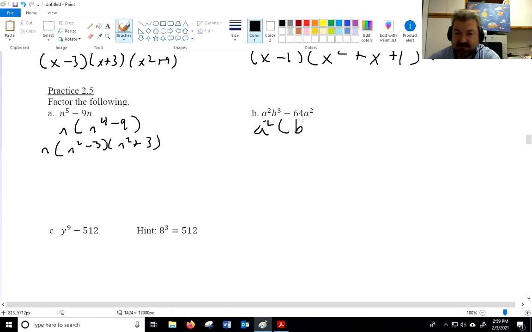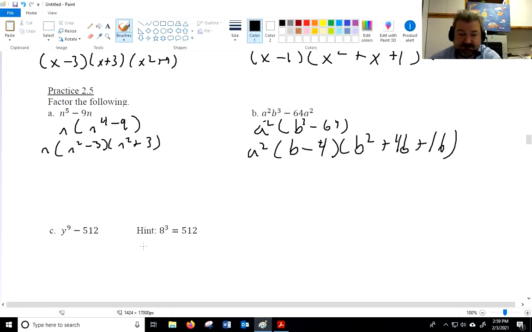Now let's factor out an a squared. I'm left with b cubed minus 64. So this is a squared times b minus the cube root of 64, which is 4, and then b squared plus 4b plus 16.